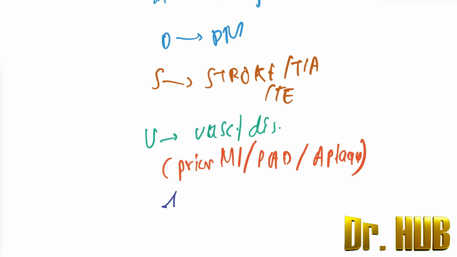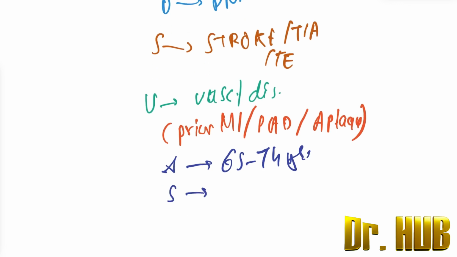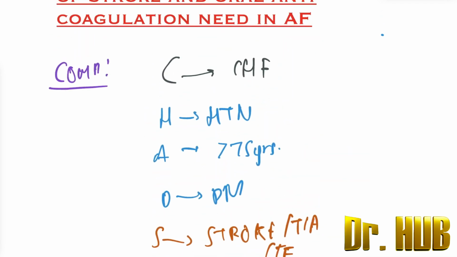Then comes A for the age of 65 to 74 years, and then comes S, which means the sex category, that is females. Now let's look at the scoring individually.